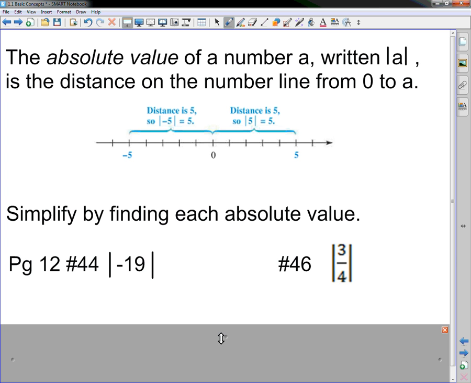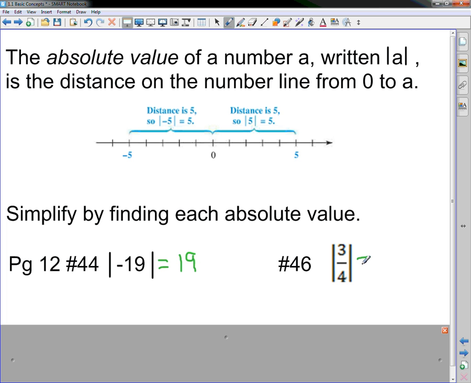So let's look at a couple of these where we're just simplifying. We're asked to find the absolute value of -19. Again, if I'm moving too quick, go ahead and pause me and then catch up. Or feel free to rewind me. Absolute value of -19. Again, we're trying to figure out how far -19 is from 0. Well, it's 19 units. We're not worried about the direction right now. We're just worried about how far it is. So the absolute value of -19 is 19.